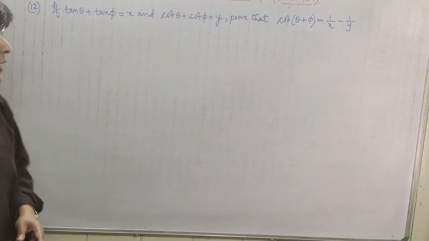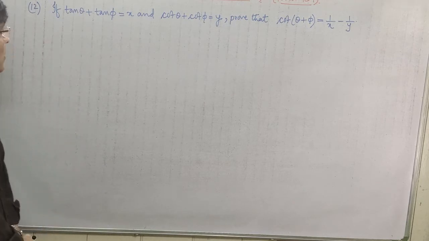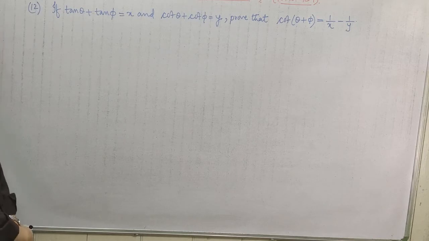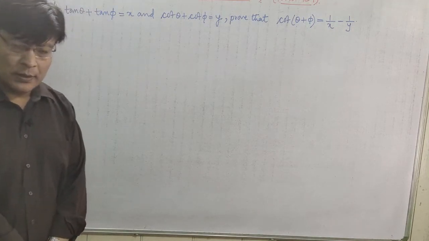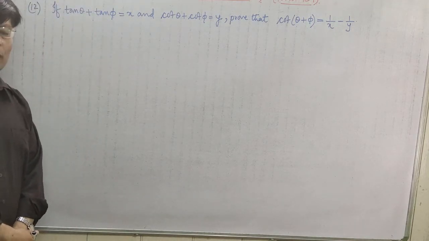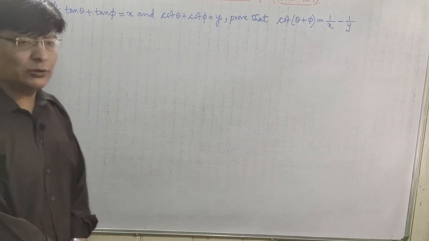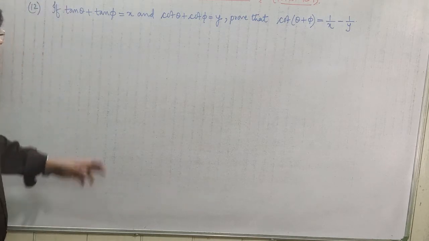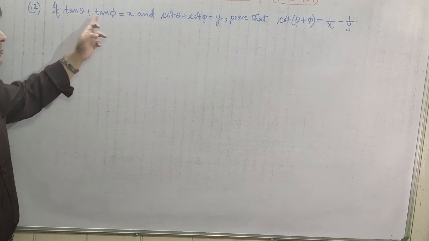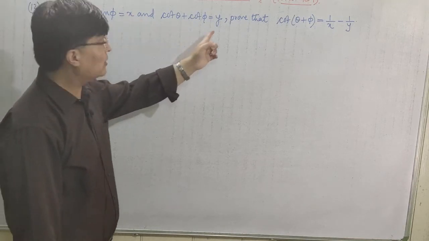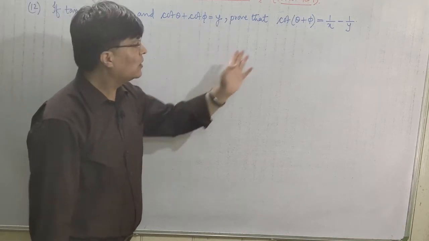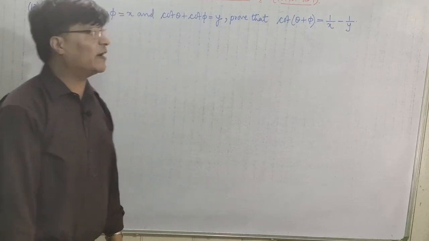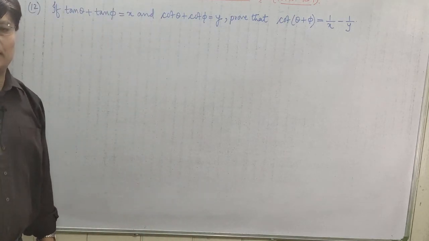So now we'll do the next question, that is question number 12. The question is, if tan theta plus tan phi is equal to x and cot theta plus cot phi is equal to y, then you have to prove that cot of theta plus phi is equal to 1 upon x minus 1 upon y. So what are the two conditions given here? The value for x is given, that is tan theta plus tan phi. And the second given condition is y is equal to cot theta plus cot phi. You have to prove that cot of theta plus phi is equal to 1 upon x minus 1 upon y.